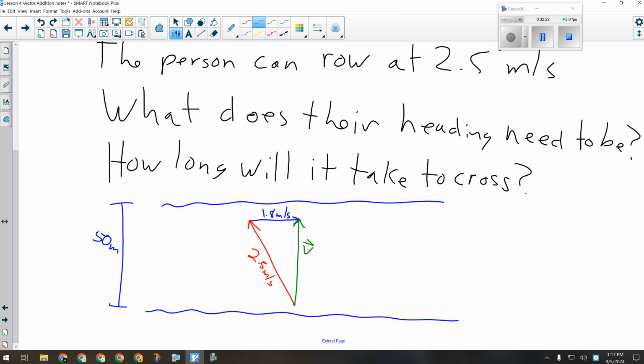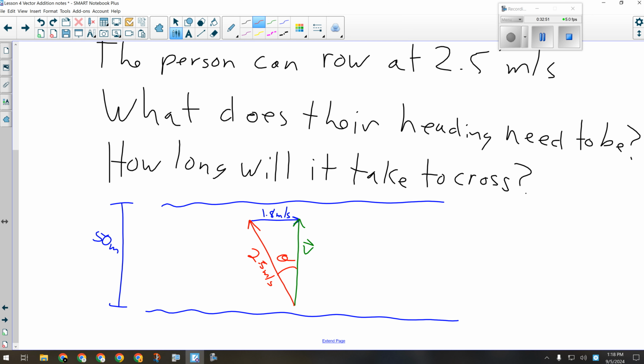So the question wants to know, what's their heading? Heading is another word for direction. Which way are you heading the boat? Which way are you pointing the boat? Well, that would be this angle right here. I think I have enough information to find that angle. But it's a little different this time. I know the hypotenuse and the opposite side.